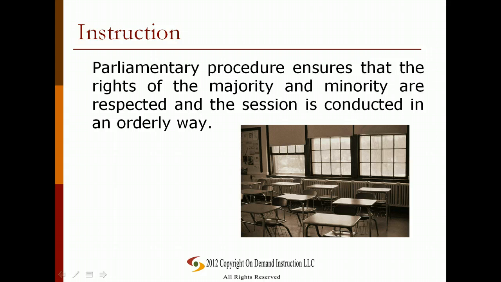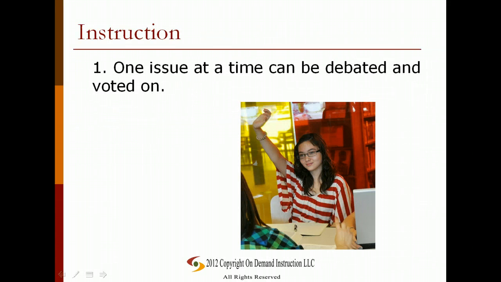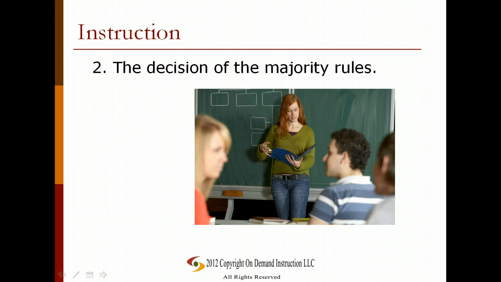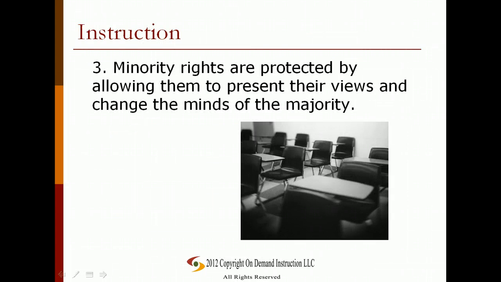The first on the list is, one issue at a time can be debated and voted on. If an issue is not voted on, it must be disposed of in some way before the members can go on to consider other issues. The decision of the majority rules. A simple majority consists of more than 1/2 of the people voting on an issue. Minority rights are protected by allowing them to present their views and change the minds of the majority.